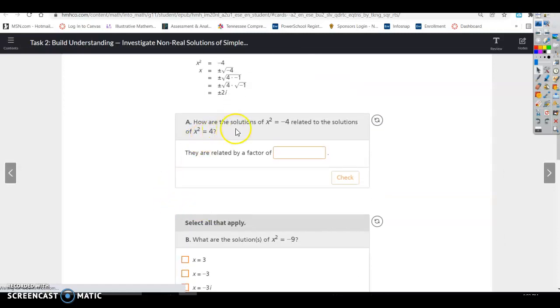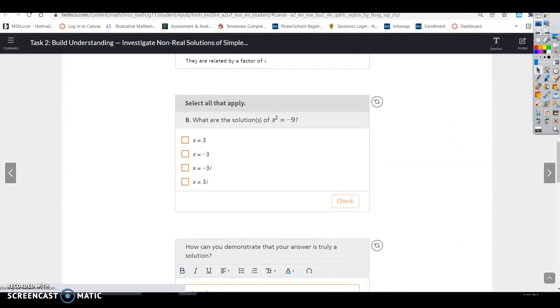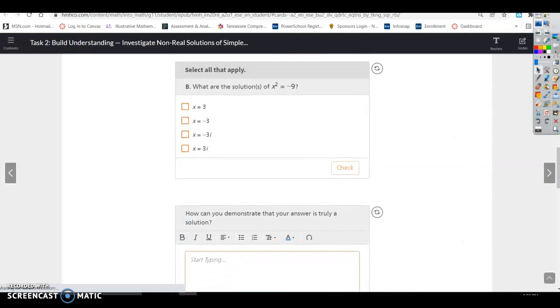All right, so it says, how are the solutions of x squared equals negative 4 related to the solutions of x squared equals 4? They are related by a factor of i, your imaginary unit. Select all that apply. What are the solutions of x squared equals negative 9? That would be 3i and negative 3i.